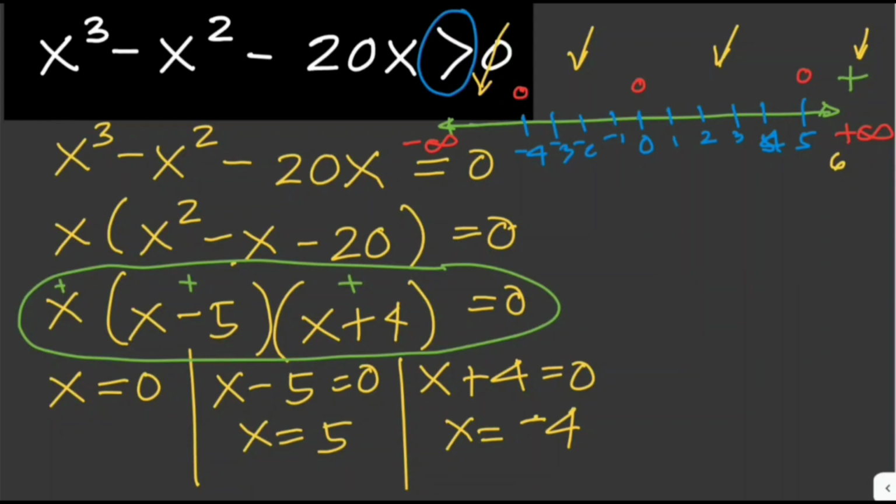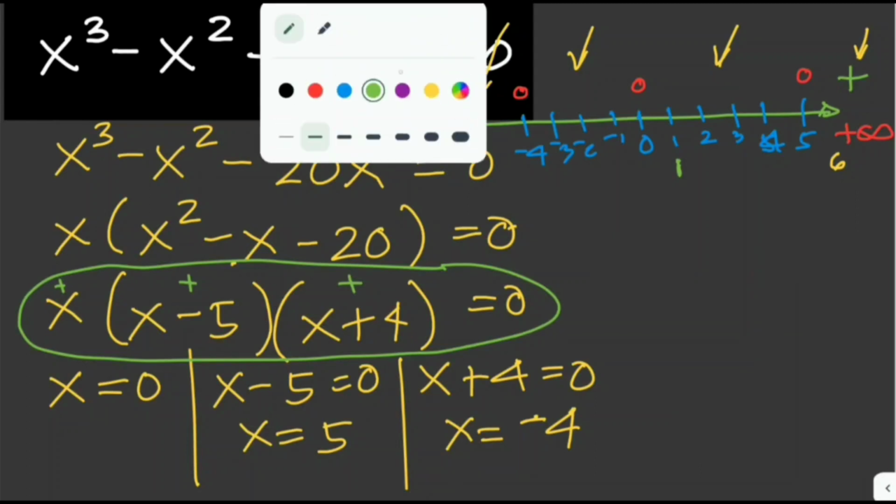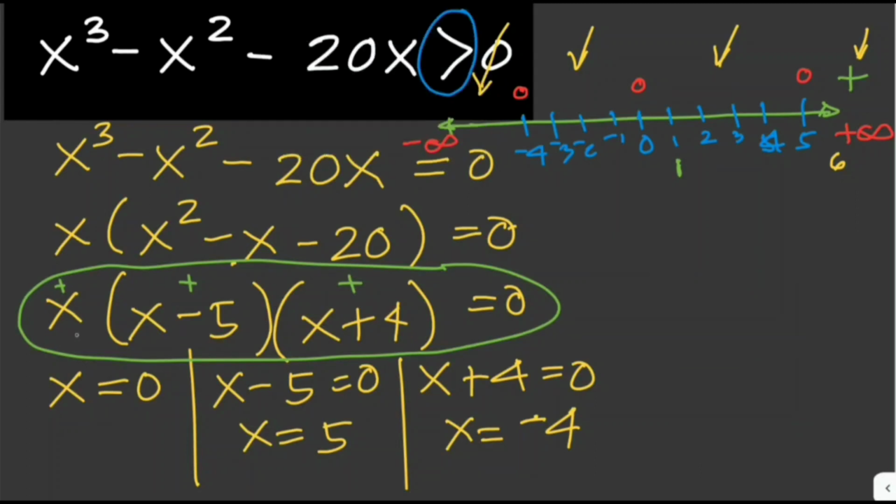And then for the next one, between 0 and 5, let's try 1. So if it is 1, then we plug in here, x is positive. 1 minus 5 is negative. 1 plus 4 is positive. Then positive times negative is negative. Negative times positive is negative. So this region here is negative.